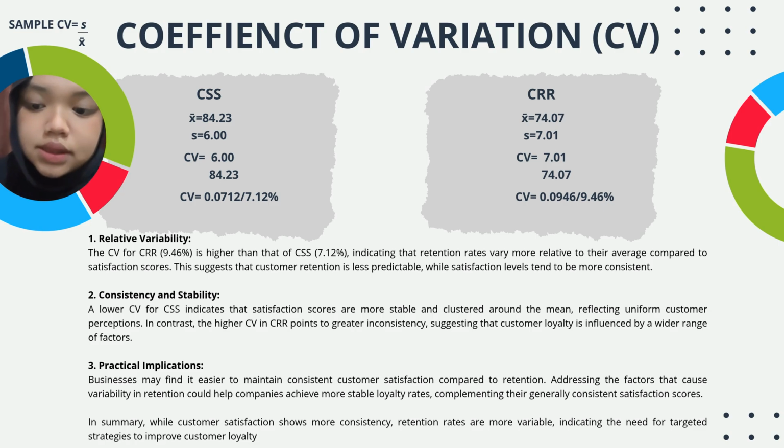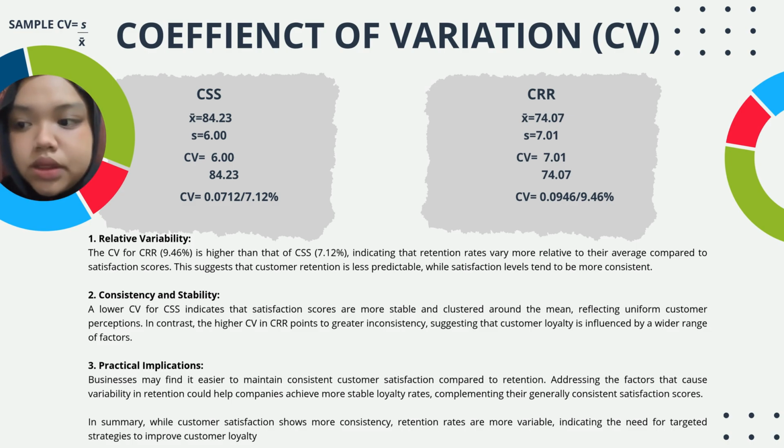So to calculate CV for customer retention rate, CRR, the standard deviation for CRR is 7.01% and the mean is 74.07. Plugging the values into the formula, 7.01 over 74.07, the result is 9.46.